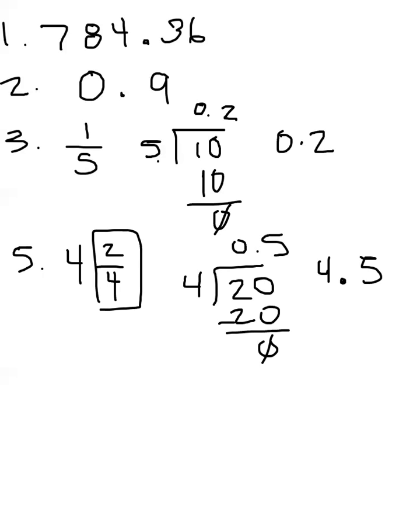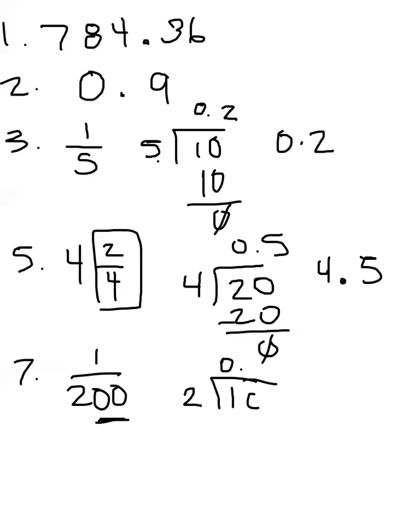Number 7. So 1 over 200. We can go ahead and for now just remove the 2 zeros. So we're left with a 2 and then a 1. How many times does 2 go into 1? 0 times. Add a decimal and add a 0. How many times does 2 go into 10? 5. 5 times 2 is 10.